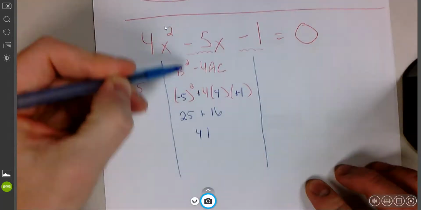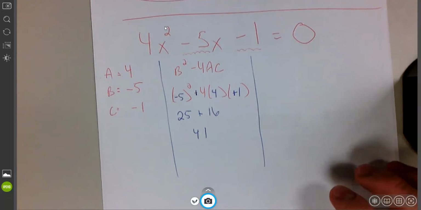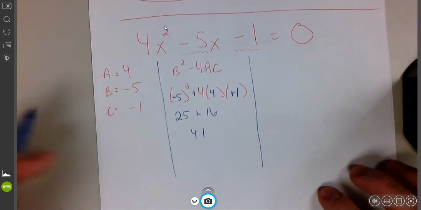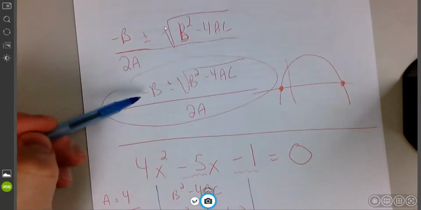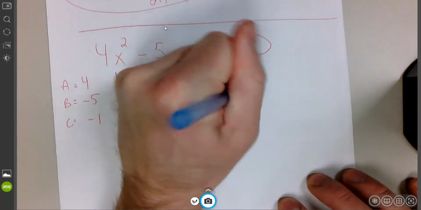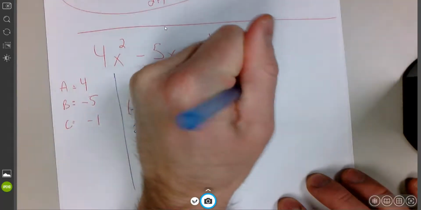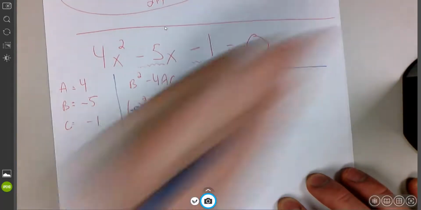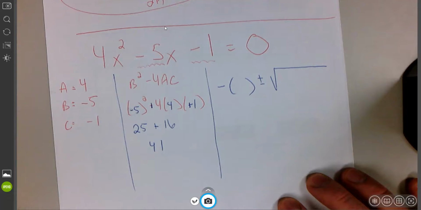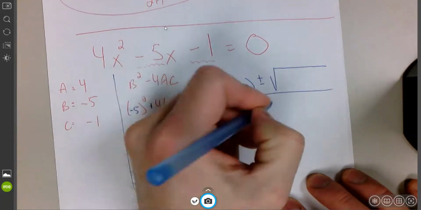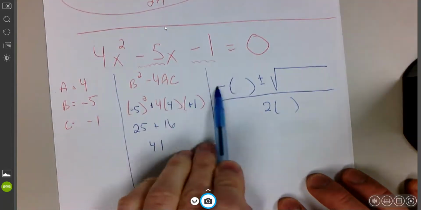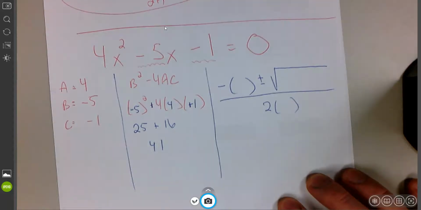Step 2 is to find the discriminant, 41. Awesome. Now step 3 is going to be to fill in these things where they go. So I'm going to look at my formula. I have negative b plus or minus the square root of the discriminant that we just found all over 2a. Negative b over 2a, that thing's in there. So now let's just fill in this stuff.